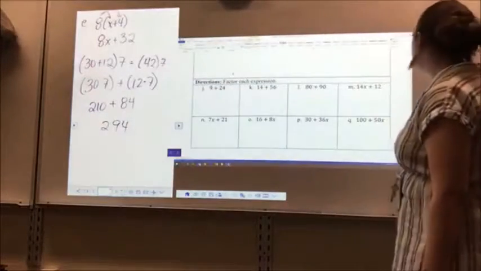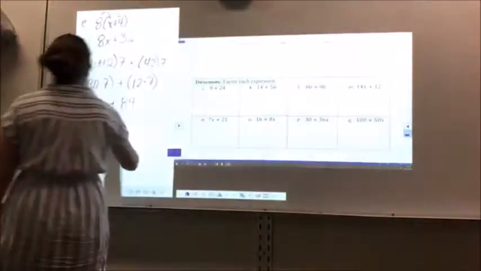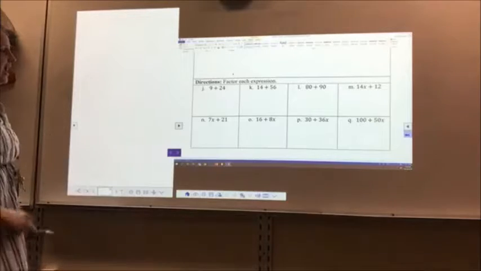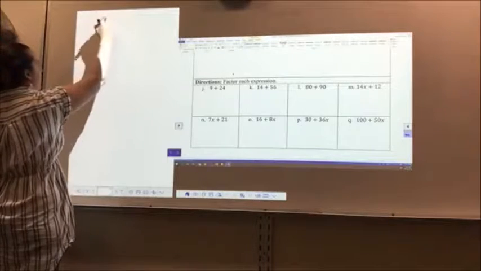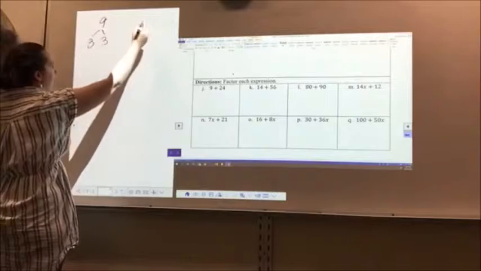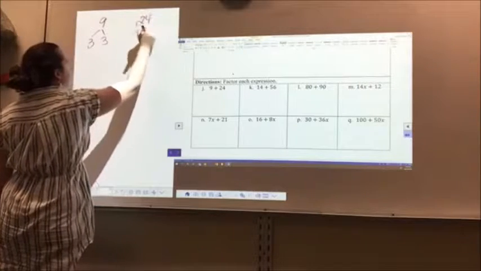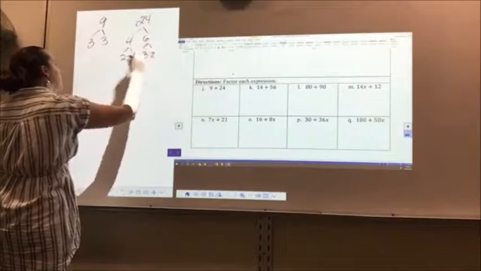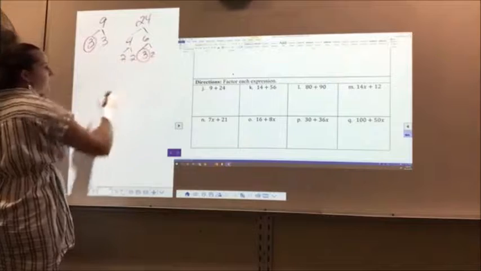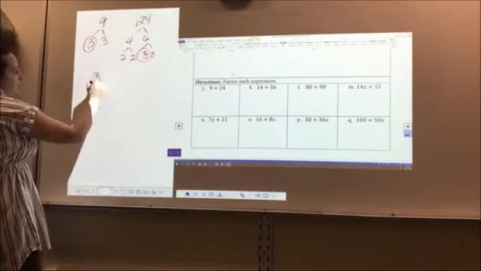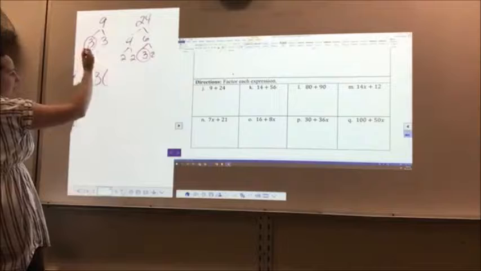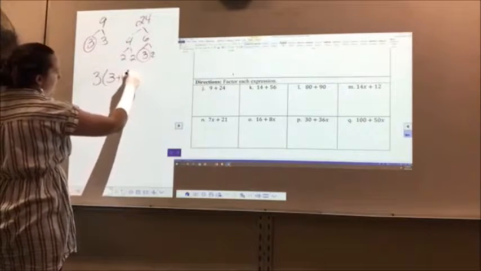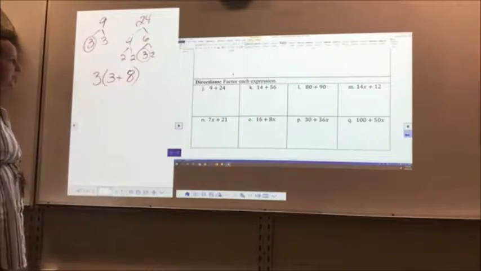All right, for the last ones, I want to factor out the expressions. So I want to figure out what I can take out of each one of these. So for J, I have 9 plus 24. So I'm going to go ahead and make a factor tree. 9 is 3 times 3. 24. They both have a 3 in common, so 3 is what I can factor out. When I'm left with 9, I have 3, and then 2, 4, 8. Left with 8. So 3 times 3 plus 8.